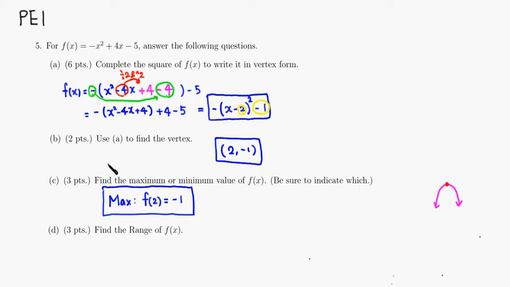Alright, part D, find the range of f of x. We know that the highest point is negative 1. We know that the maximum is negative 1. The range is anything below that, including negative 1. So the range of f is going to be anything below, starting from negative infinity all the way up to negative 1, including negative 1. So that's the range of that function.